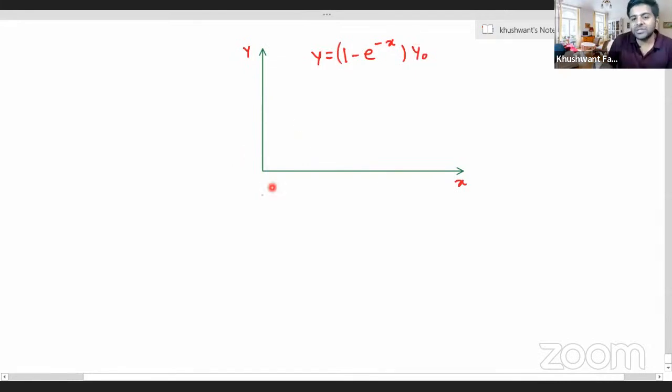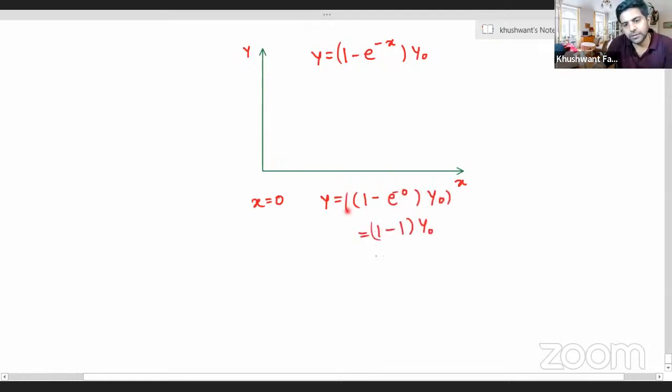First, let us calculate the value of this curve y at x is equal to 0. So when x is 0, tell me how will we get y? Over to you, Aanchal. When x is 0, e to the power minus x will be e to the power 0, which is again 1. So 1 minus 1 into y naught, which is equal to 0.